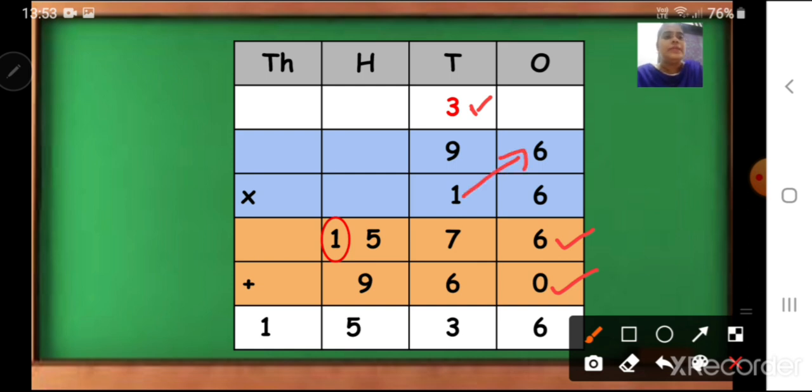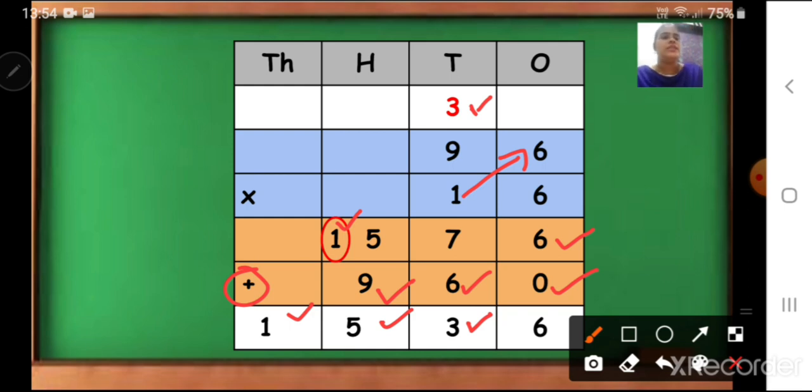Now 1 multiplied by 6. 1 6 is 6. 1 9 is 9. The last step is we have to add. So let us add. 6 plus 0 is 6. 7 plus 6 is 13. So 1 will be carry over here and 3 we write down. Then 5 plus 1 is 6 and 6 plus 9 is 15. So you can write here 15 directly.